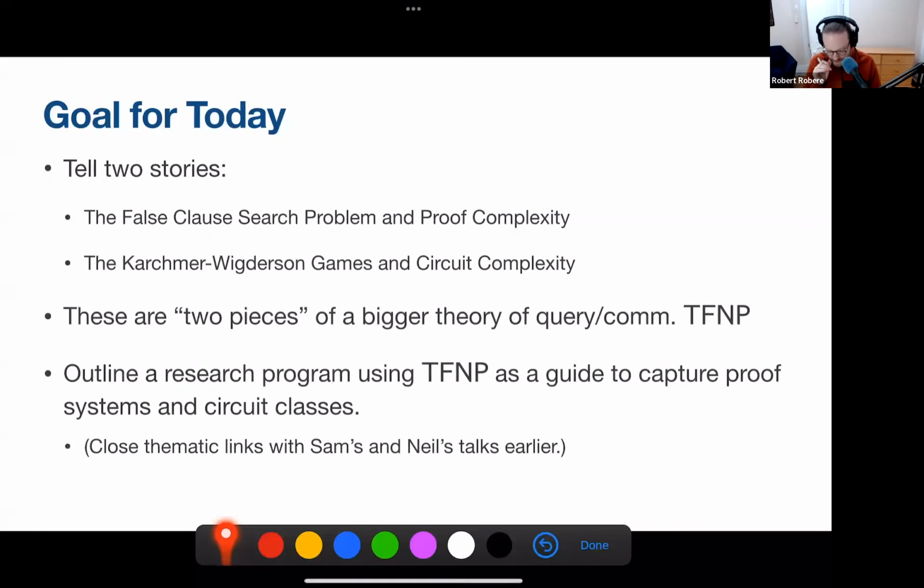Of course, if you've seen the talks yesterday, there are lots of close thematic links with Sam's and Neil's talks. This is far from the only approach to thinking about proof complexity using TFNP. There have been lots of results by Sam Buss, Neil Thapen, and their co-authors, and Jan Krajíček, who's going to be speaking later, which already witnessed these kinds of connections back in the 90s. So this is far from the only way of looking at it, but this way is somehow a more non-uniform way of looking at it.